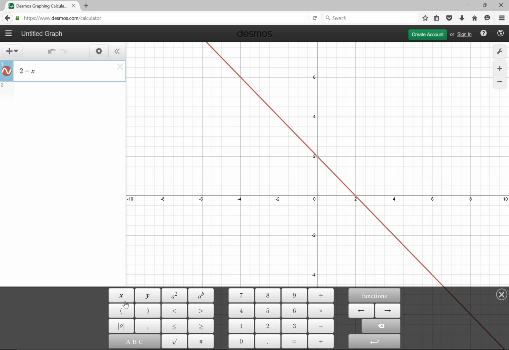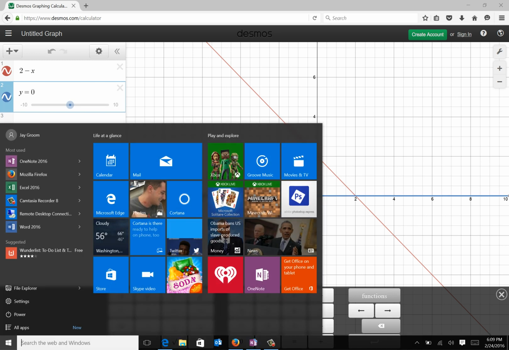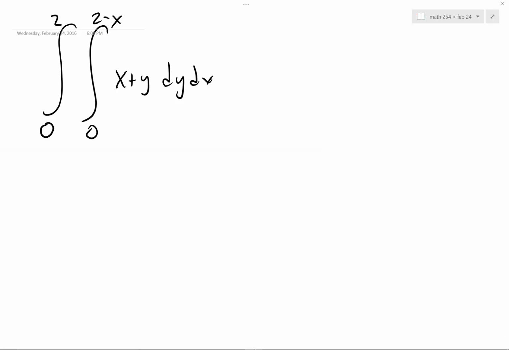So 2 minus x, there's that function, yes? I'm going to also graph y equals 0. Not on the same line, though. There you go. Y equals 0. Now, why did I do that? Because, back in our notes, you'll notice that the y's are bounded by y equals 0 and y equals 2 minus x, yes? Right?